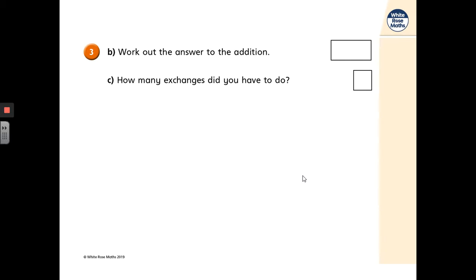and then work out the answer to the addition and check how many exchanges did you have to do. Did you have to exchange just once, either from the ones to the tens or from the tens to the hundreds, or did you have to do 2 where you would have to go from ones to tens and tens to hundreds? So it's 1 or 2 exchanges.